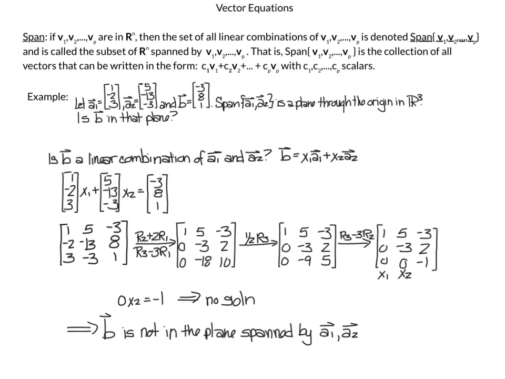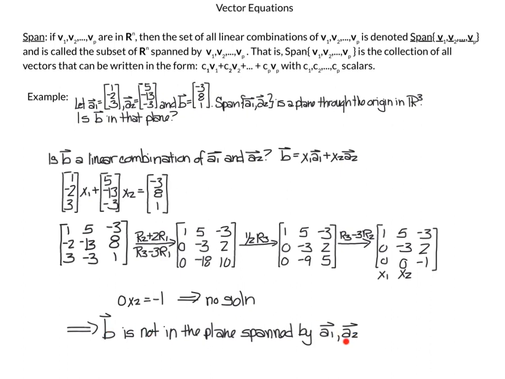I want to emphasize that the important part of this problem is rewriting what the problem statement is into this vector equation, and then understanding how the vector equation relates to this augmented matrix, and then getting no solution and being able to understand that b is not in the span.